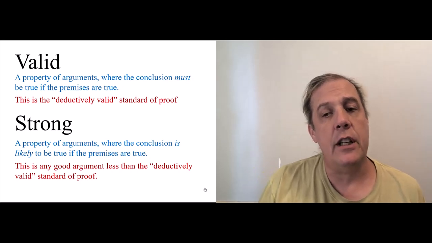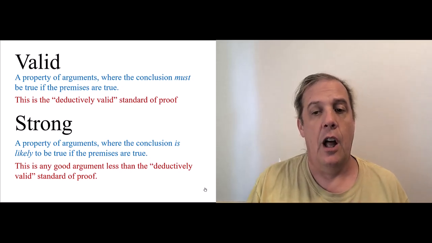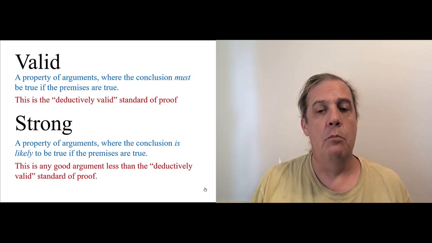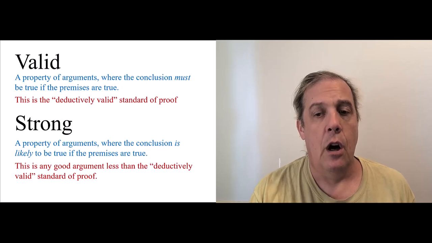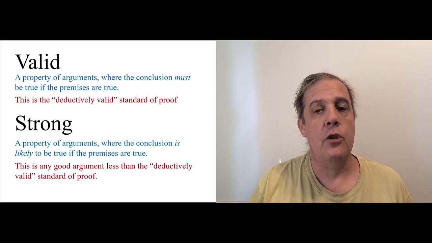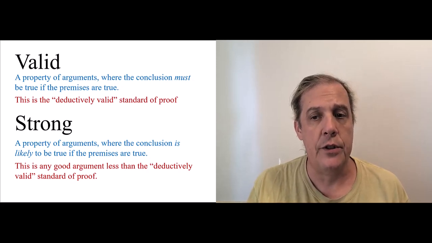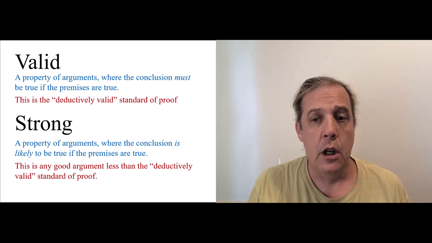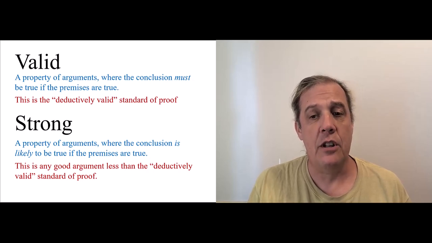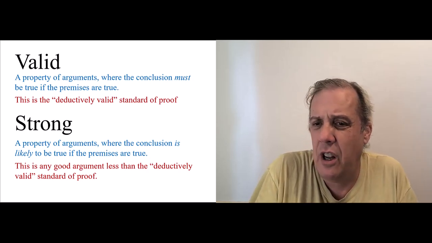So deductive validity is the best an argument can be as far as its inference is concerned. And if it's not deductively valid, but it's still pretty good, we can say that it's strong. One interesting thing about strong arguments is that strength actually comes in degrees. Validity is a black and white property. Arguments are either valid or they are not. Strength comes in degrees. How strong does an argument need to be before it's strong enough?